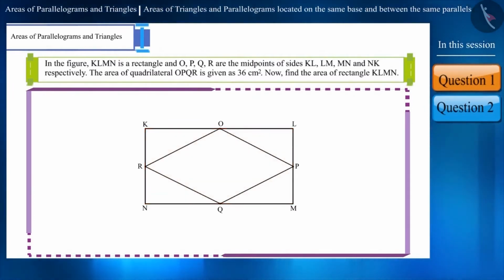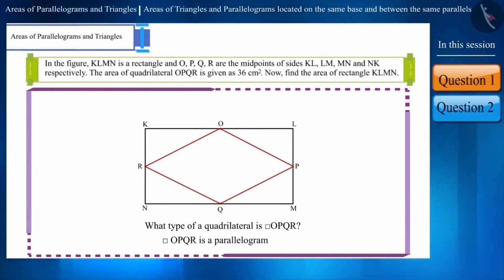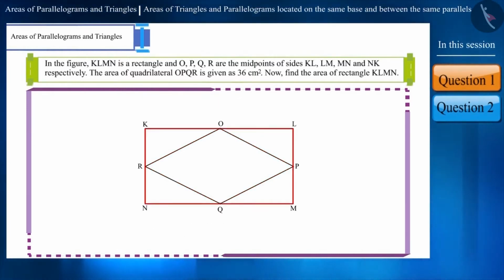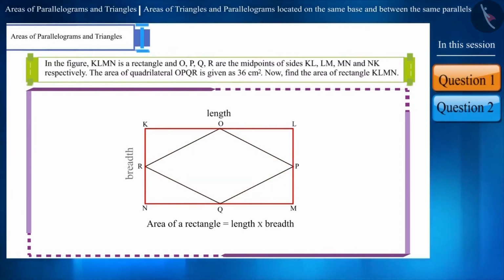Friends, before solving the question, can you tell what kind of a quadrilateral is quadrilateral OPQR? We have studied that the quadrilateral formed by joining the midpoints of a rectangle is a parallelogram. Therefore, quadrilateral OPQR is a parallelogram, and we have to find the area of rectangle KLMN. The area of a rectangle is equal to the product of its length and breadth.